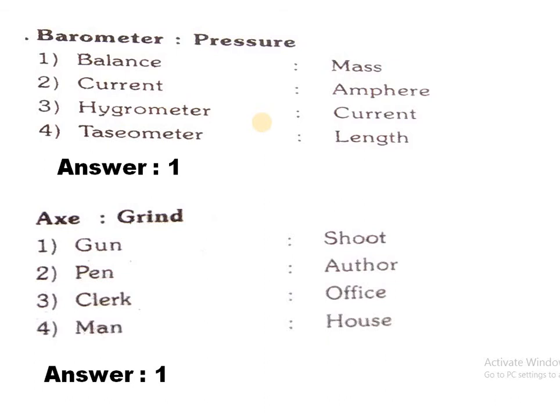Axe is used for grinding. Similarly, gun is used for shooting. So it is relevant. Pen is used for author, you cannot say like that. Clerk is used for office, you cannot say. Man is used for house, you cannot say that. So the gun is used for shooting. That is the suitable answer here.